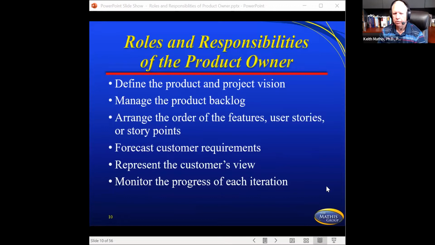So the roles and responsibilities of the product owner: define the product, manage the product backlog, that's your list of features, arrange the order of the features and user stories, forecast what the customer requirements are going to be in the next iteration, represent the customer point of view in all the meetings, and monitor the progress of each iteration. So you see that if you're not going to use a product owner and you're going to use someone else, your business analyst is already doing a lot of these components. So it fits them a little bit better than it would a project manager or sometimes the team.